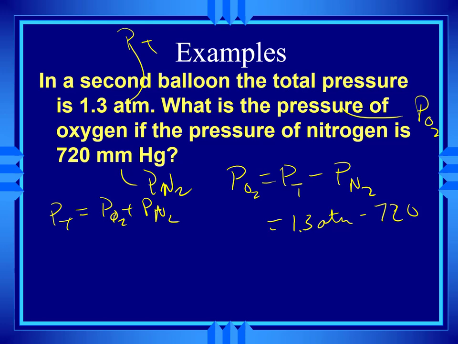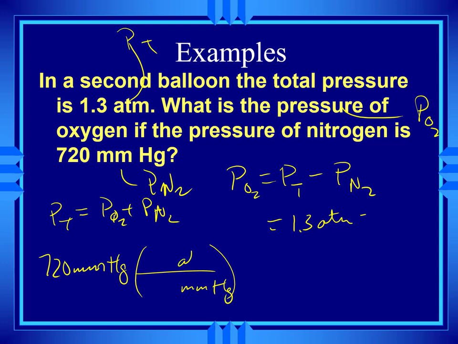So why can't I do this? Because I don't want to use 720, because 720 has the wrong units. So I've got to take my 720 millimeters of mercury, get rid of millimeters of mercury, and change it to atmospheres. And 1 atmosphere was 760 millimeters of mercury. And 720 has 2 sig figs. The 760 is unlimited because it's a definition. And with 2 sig figs, that's 0.95 atm.